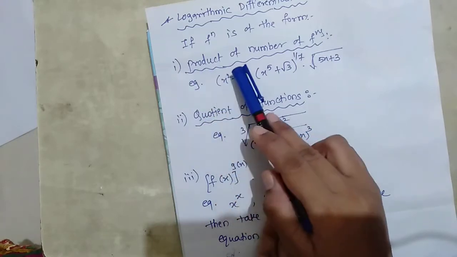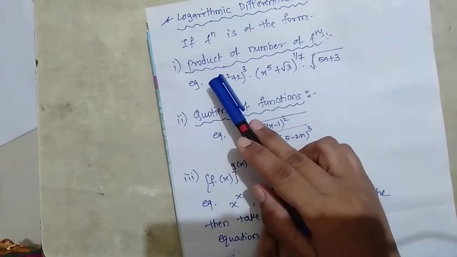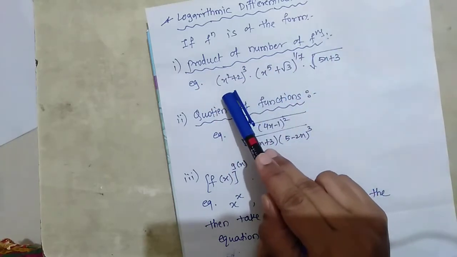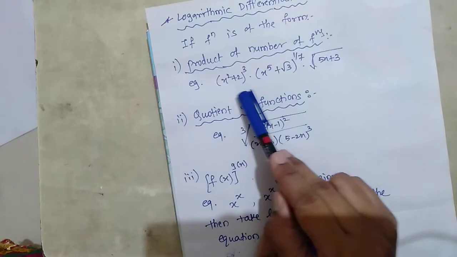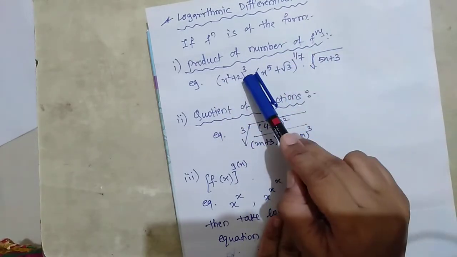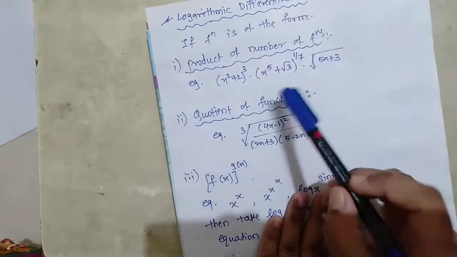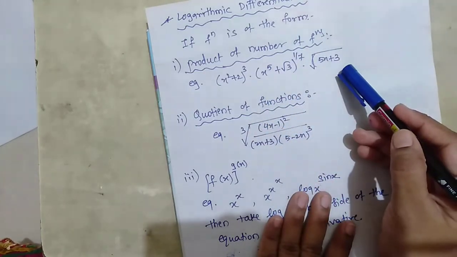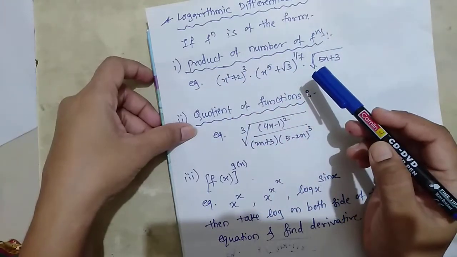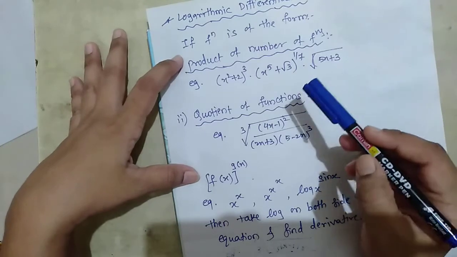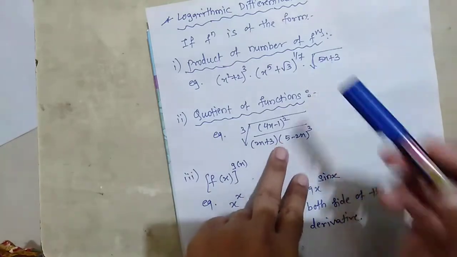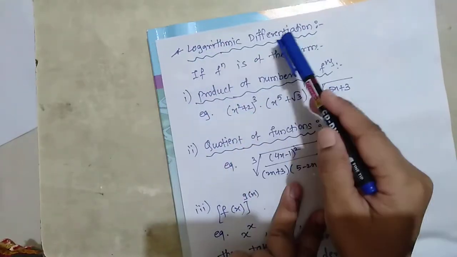The first type is a product of a number of functions. If the given problem is a product of a number of functions, for example (x square plus 2) bracket cube. See, this is a product of a number of functions and these are all complicated functions, with degrees and roots. If you directly find the derivative for such a problem, it will become very lengthy. So for an easy, simple method, one method is introduced, which is logarithmic differentiation.